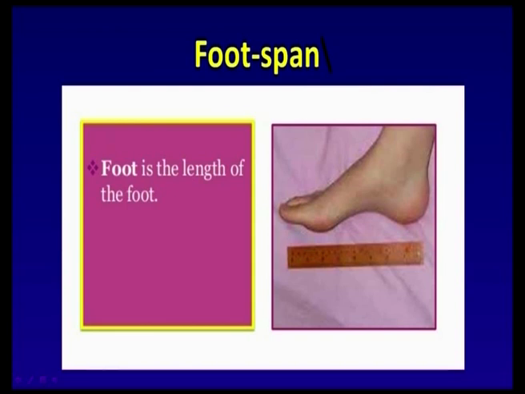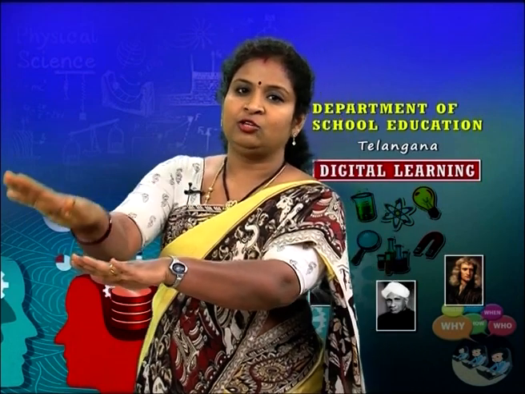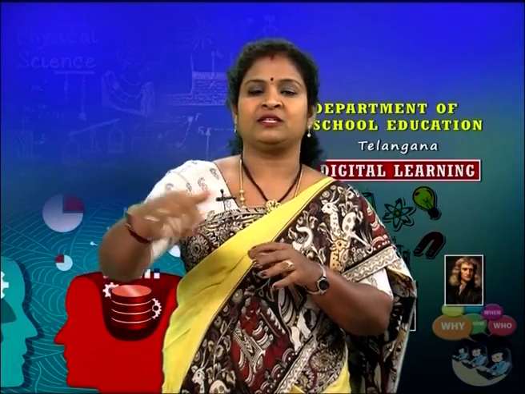Now, people used to use foot also to measure the length of a particular room. So, foot is the length of your foot. That means the length from the tip of the toe to the tip of the heel is 1 foot, or we call it foot span. Now, if you want to measure the length of your room, you just have to walk, keeping the heel at the end of the room and keeping the other heel at the end of your toe. Like this, you just walk and count the number of foot spans you are getting and measure the length of your room.